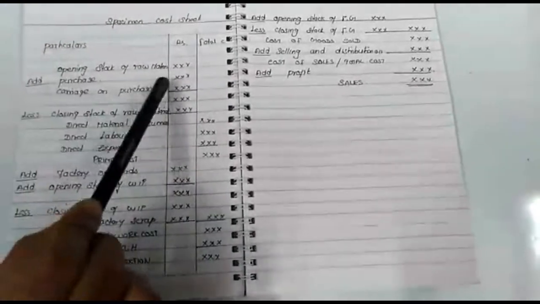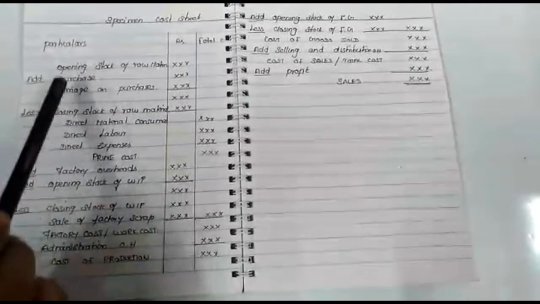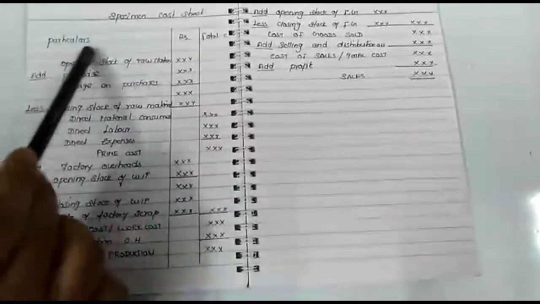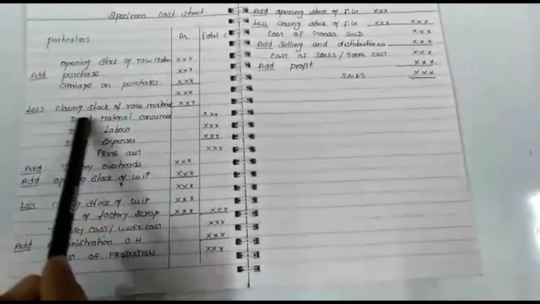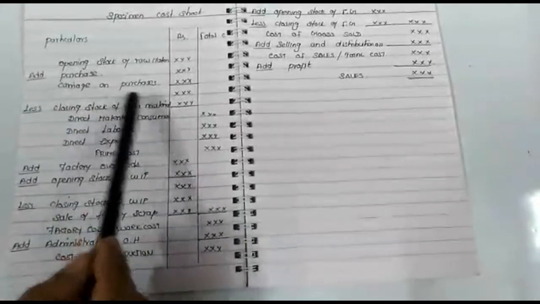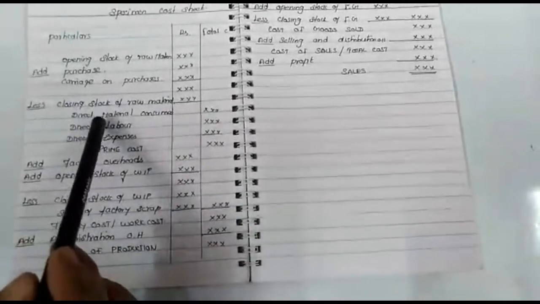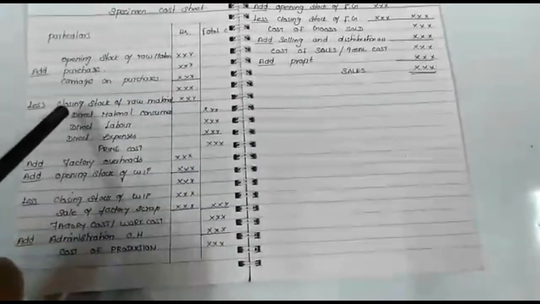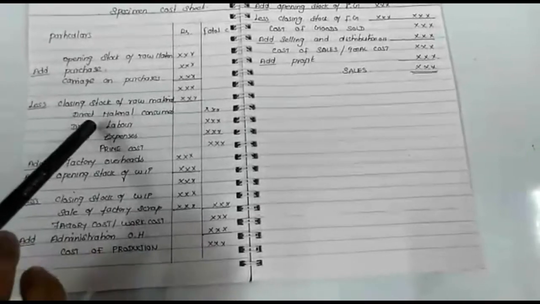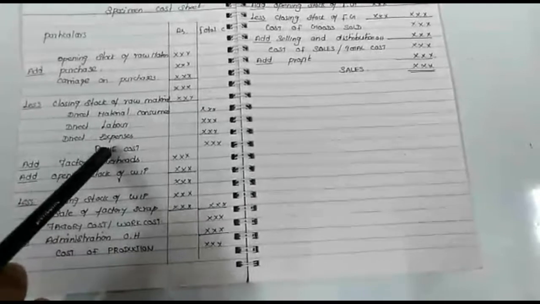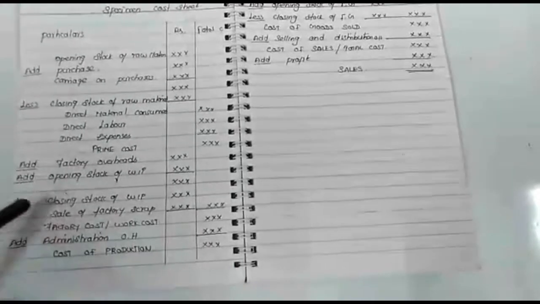Here, the opening stock of material. Along with this, we are going to add our purchase and the carriage on purchase also. After adding these three, we have to less the closing stock of raw material and we will get the direct material consumed. As in our previous cost sheet, we will add our direct labor and direct expenses. After that, we will get the prime cost. In the same method, we are going to do in this problem also.